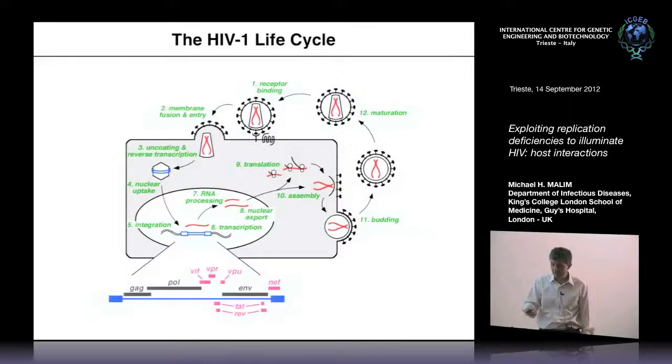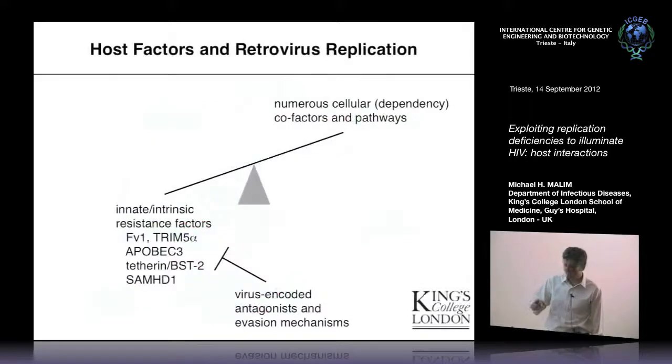Now, just like any other virus, HIV requires many, many cellular factors to accomplish its replication cycle. So there are many cofactors and pathways that are essential for virus replication and contribute in a positive way. Likewise, as we'll come onto later, cells also encode a number of proteins and factors that are very potent inhibitors of virus replication. And successful viruses have to have devised evasion mechanisms to overcome these resistance factors.